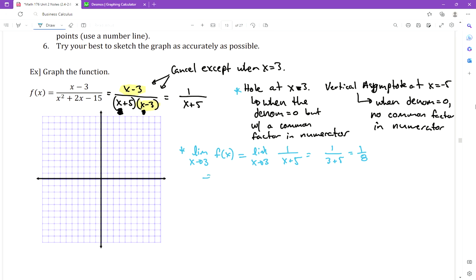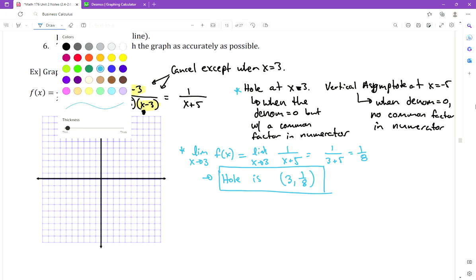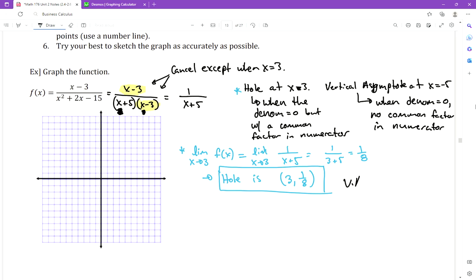So that means our hole is the point (3, 1/8). All right, so now I've got some information. I'm going to box that. That's important for us. We also had the vertical asymptote. I'm going to just rewrite it down next to it. Vertical asymptote is x equals -5.